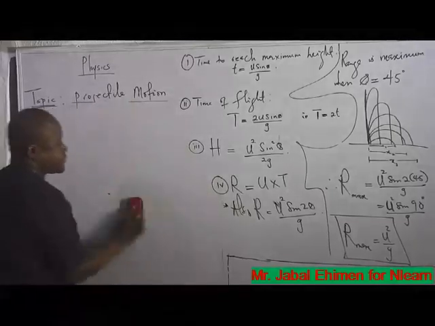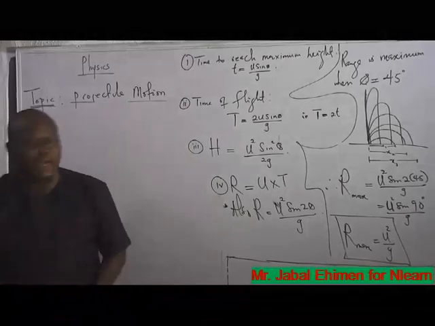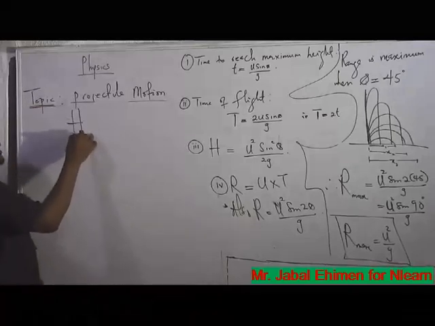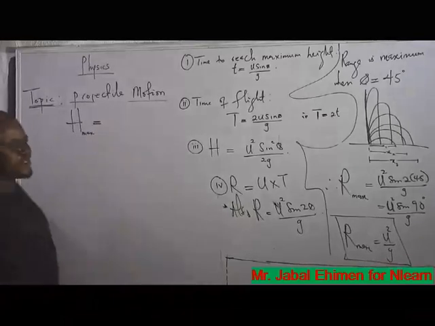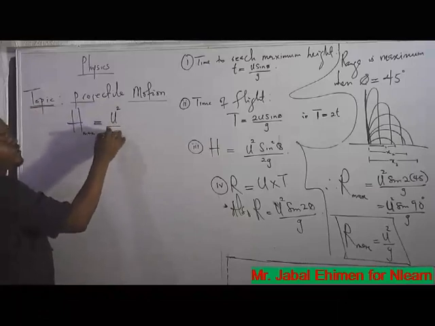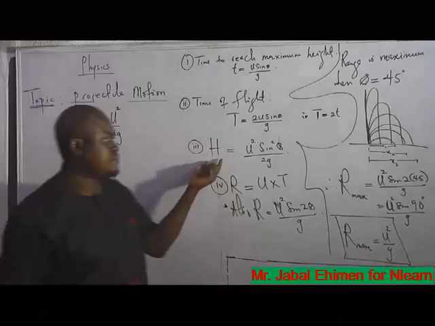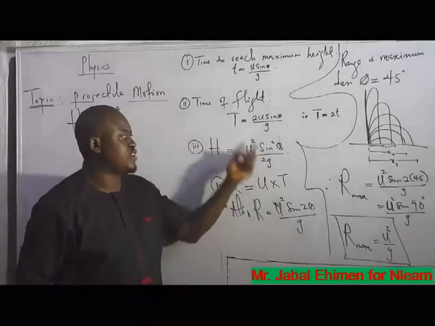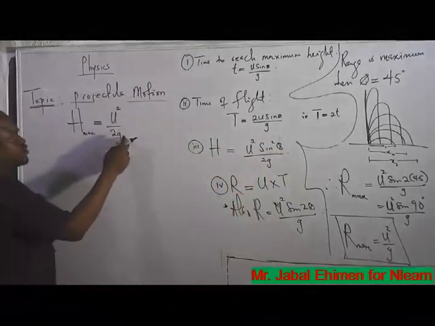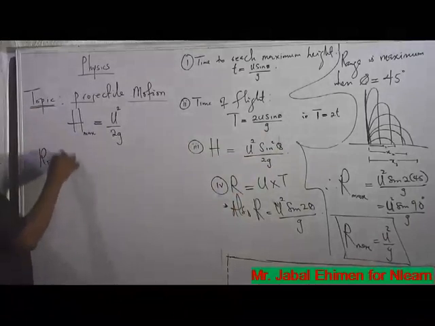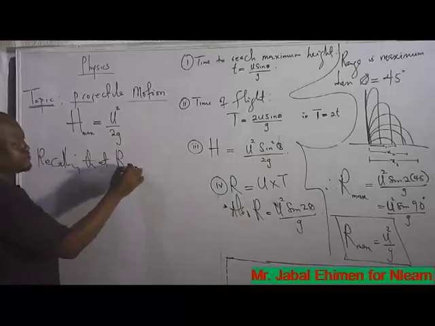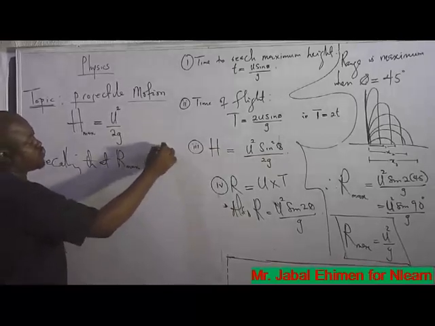So the next value we're going to have as far as range is concerned, we can also have maximum height. We can have maximum height as u squared over 2g. Initially, the highest height reached is u squared sine squared theta over 2g. So at maximum it is u squared over 2g. And recalling that R maximum, which is range maximum, is also equal to u squared over g.